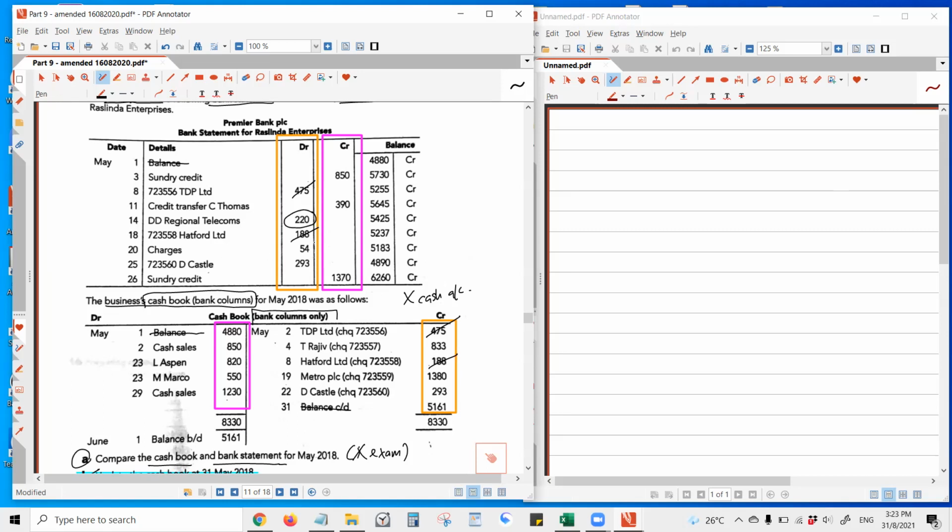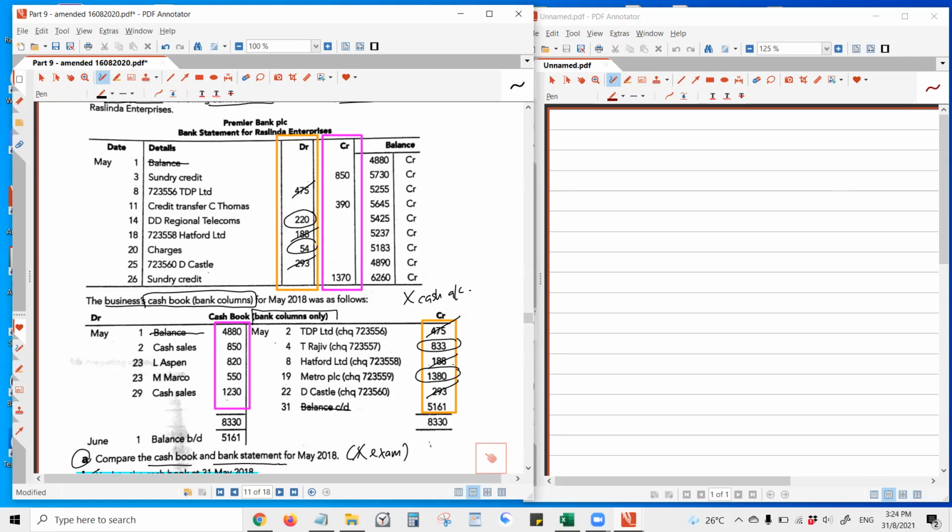No, so circle it. Okay, 293. Yes, right? Okay, so cancel off. Now in the cash book credit side, 833 is not in the bank statement, right? So also circle it. 1380 is also not in the bank statement, also circle it.